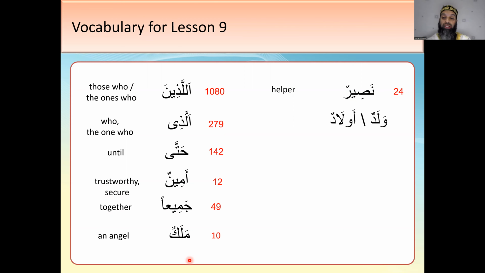Waladun, awladun. We use awlad in Urdu as well. Good. Child, boy, children. Next one, walidun. Good, father. Walidatun. Remember the ta marbuta makes it feminine. Mother.